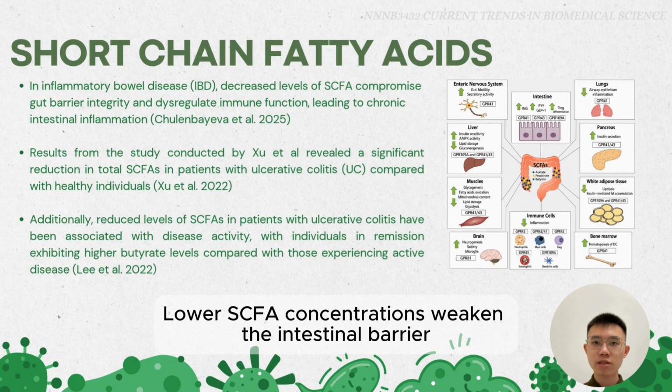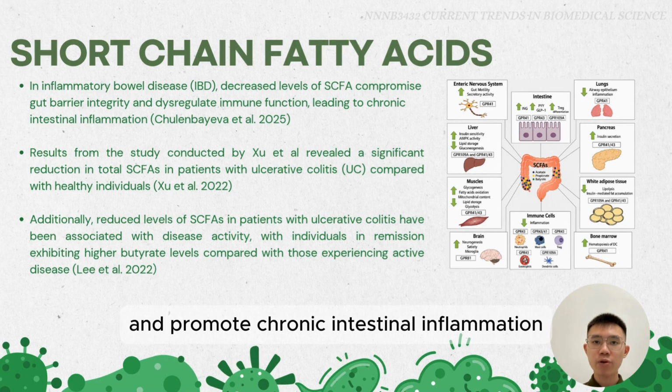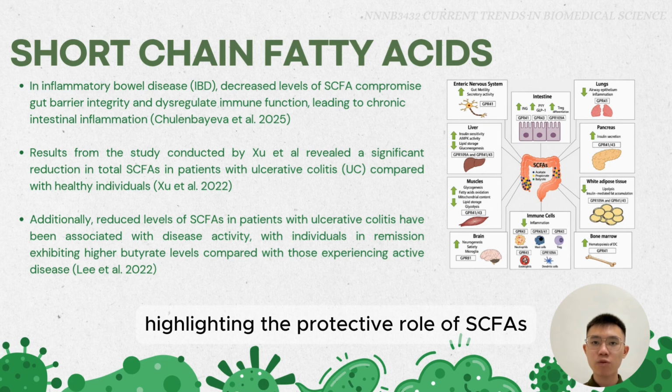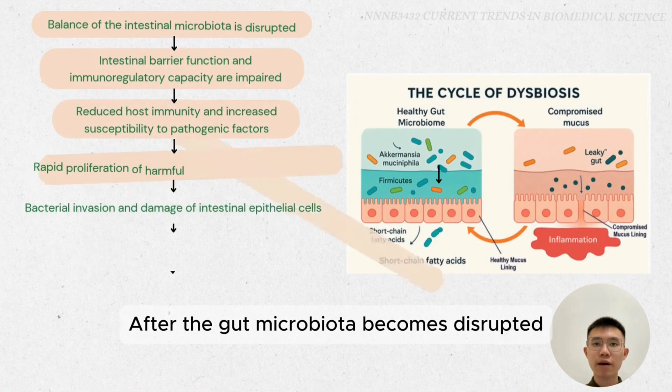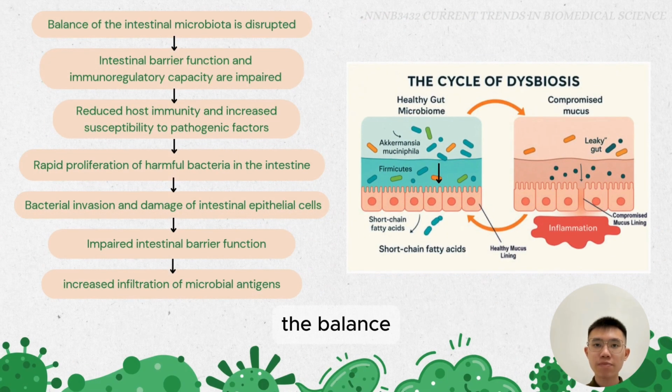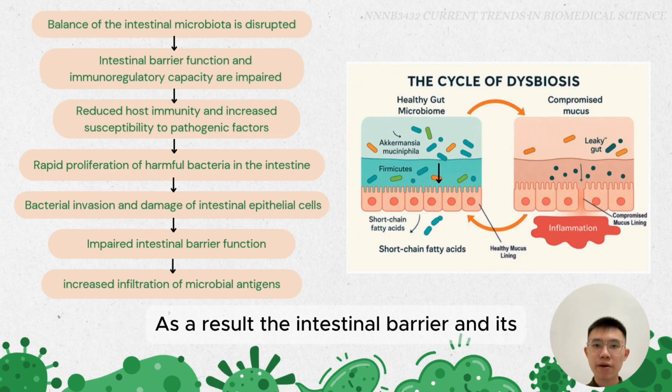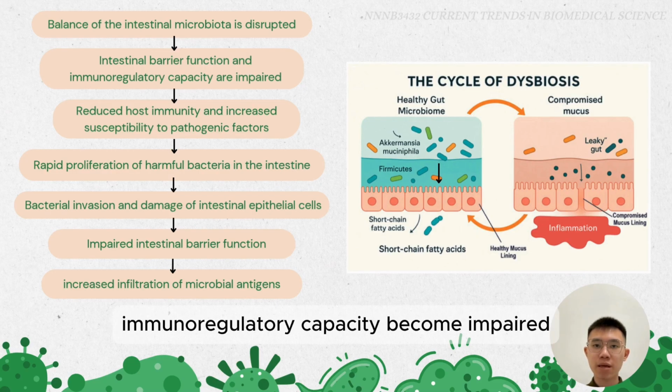Lower FCFA concentrations weaken the intestinal barrier, impair immune regulation, and promote chronic intestinal inflammation. Interestingly, patients in remission usually have higher butyrate levels than patients with active disease, highlighting the protective role of FCFA. After the gut microbiota becomes disrupted, the balance between beneficial and harmful bacteria is lost. As a result, the intestinal barrier and its immunoregulatory capacity become impaired.